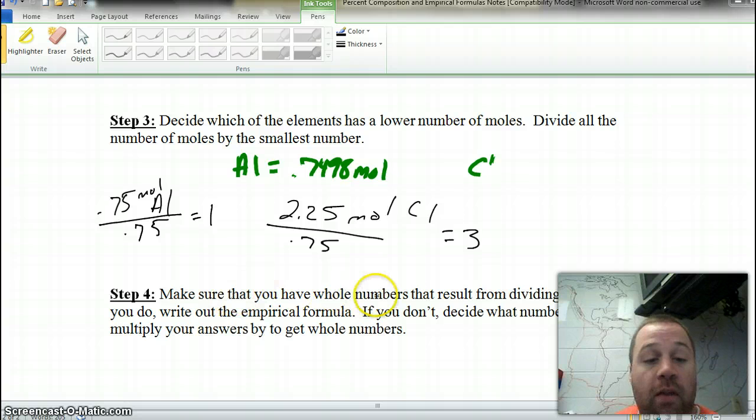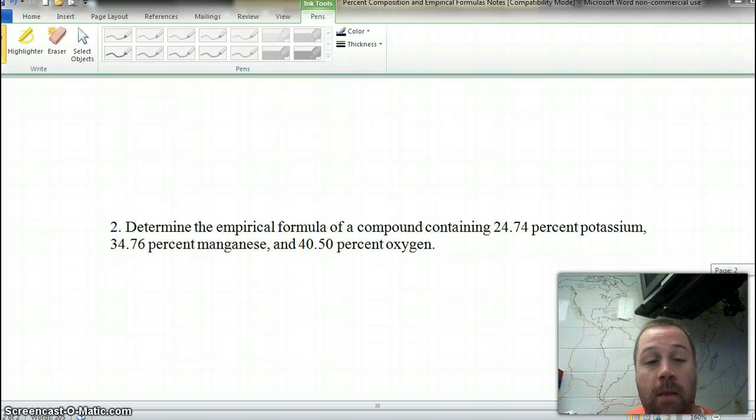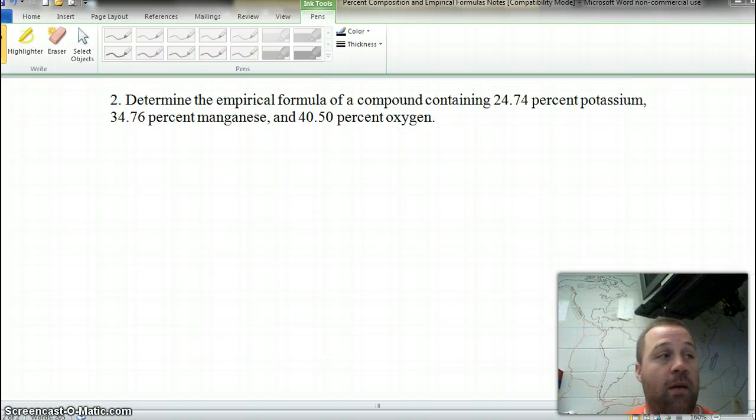Step number 4, make sure that you have whole numbers as a result of the dividing. Well, we do. We have 1 and 3. If we do, we can write out the empirical formula. So our empirical formula is Al, since we have 1 of them, Cl3. If you don't, you have to multiply your answers to get a whole number. And we'll talk more about that when we see an example with that. So now let's go through and do a second example and just work through all 4 steps all at once.